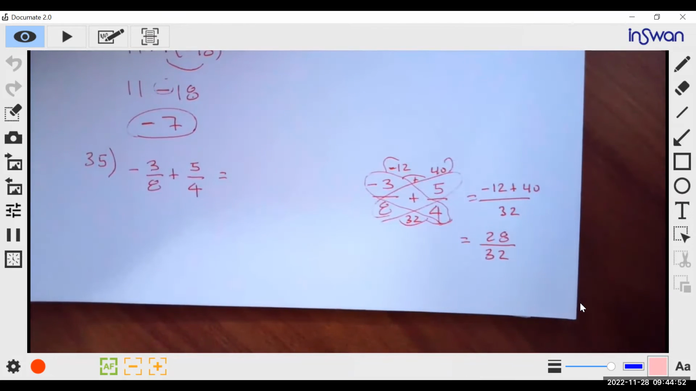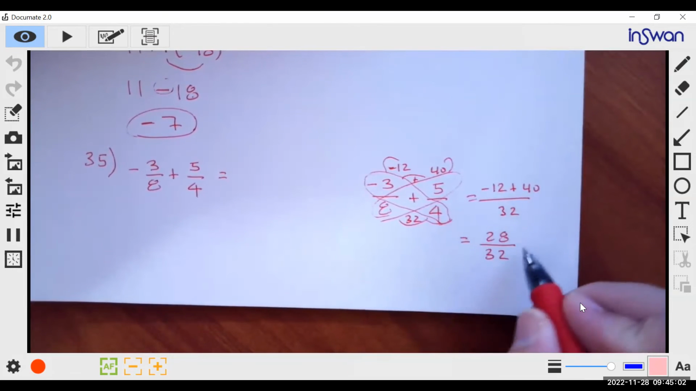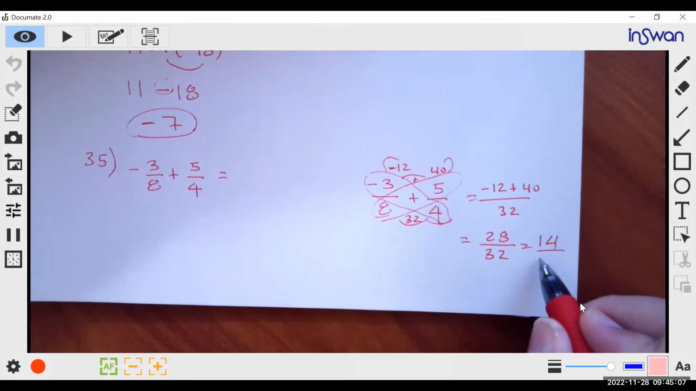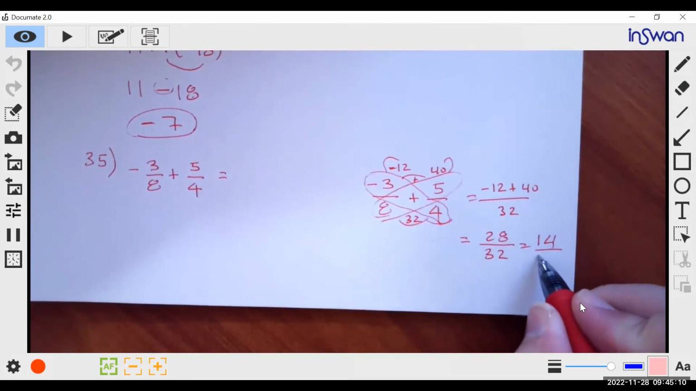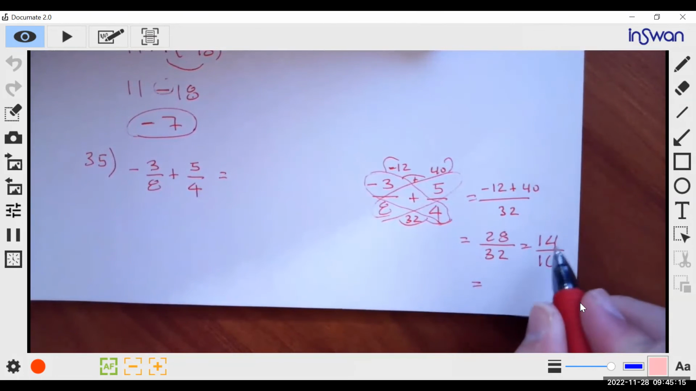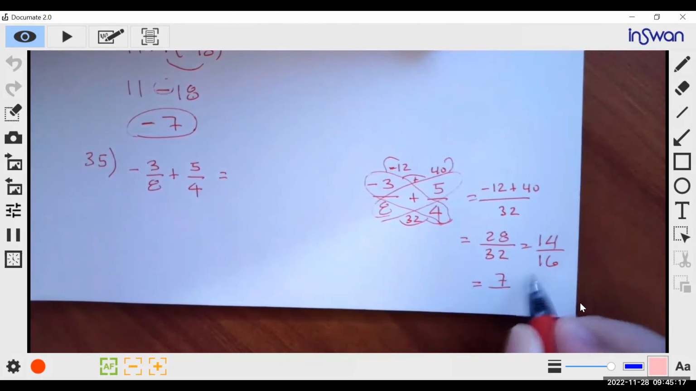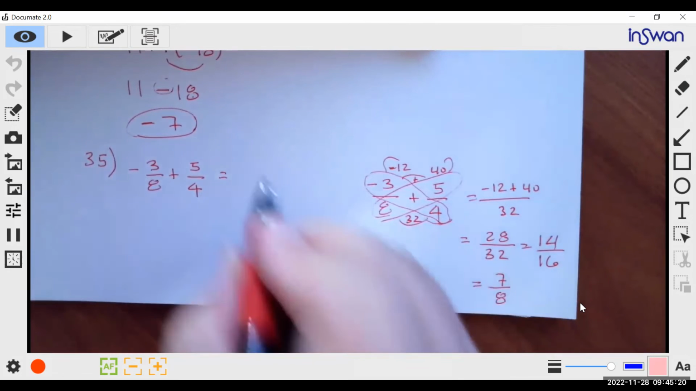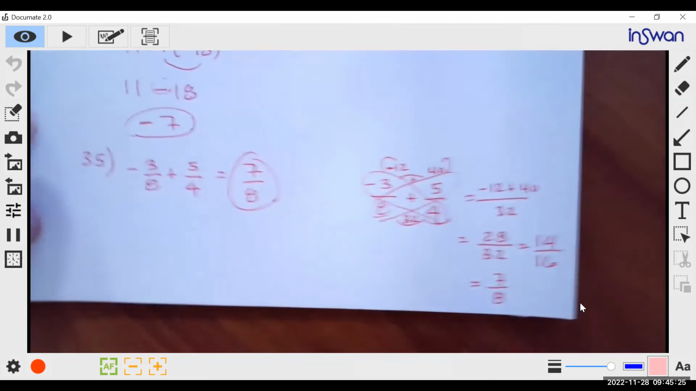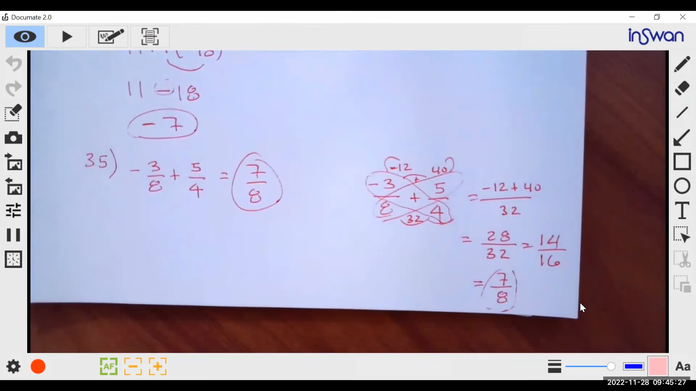Are we done? No, we can simplify. What number goes into both of those? 2. 2 goes into 28 14 times. 2 goes into 32 16 times. 2 goes into 14 7 times. 2 goes into 16 8 times. So the answer is 7 over 8. Always simplify your answers as far as possible.